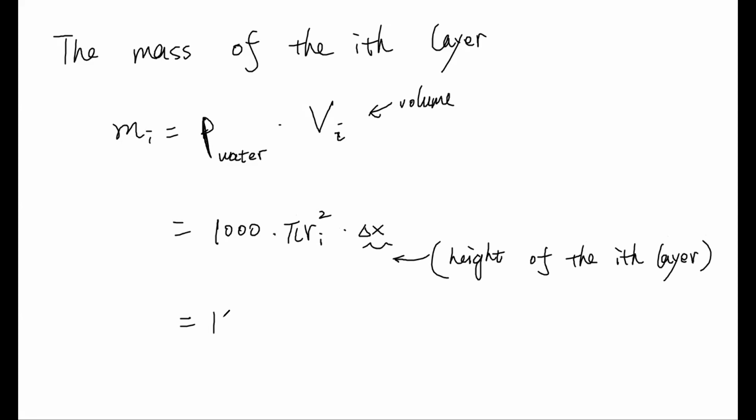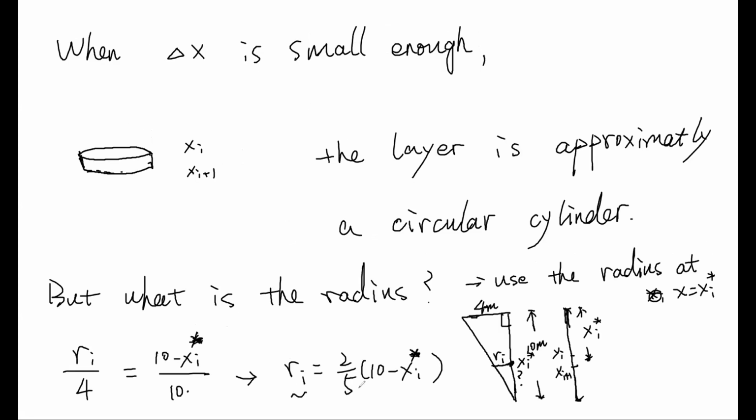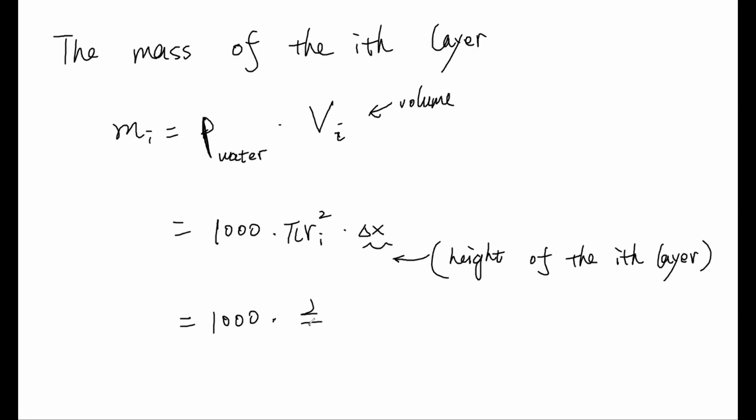And we have calculated using similar triangles that Ri is equal to 2/5 times (10 minus xi star). This is Ri. This whole thing squared is Ri squared. There's a pi here, and then there's a delta x here.